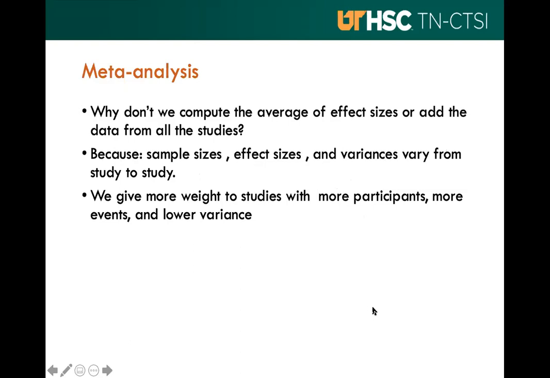So why don't we compute the average of effect sizes or add the data from all the previous studies? The reason is that different studies have different sample sizes, and they have sometimes estimated different effect sizes, and the variances vary from study to study. So we cannot give the same weight to each study. We give more weight to studies with more participants, more events or outcomes, and lower variance.